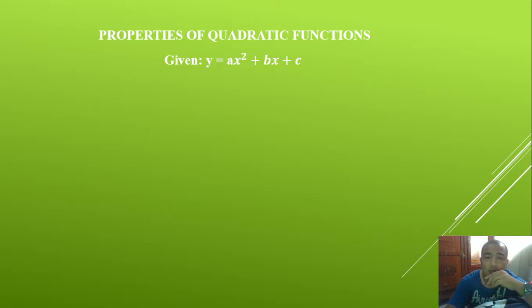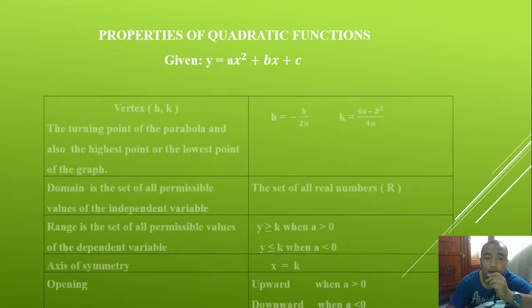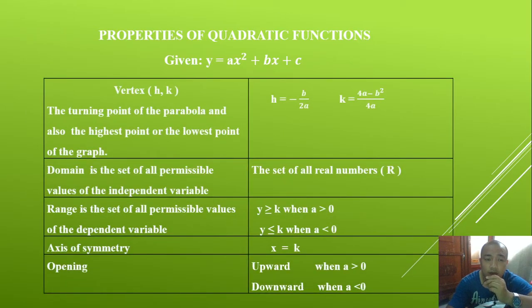Properties of quadratic functions. Given y is equal to ax squared plus bx plus c. For the vertex, the coordinates of the vertex of a quadratic function, (h, k), is called the turning point of the parabola, and also the highest point or the lowest point of the graph. When it is the highest point, the parabola opens downward. When it is the lowest point, the parabola opens upward.